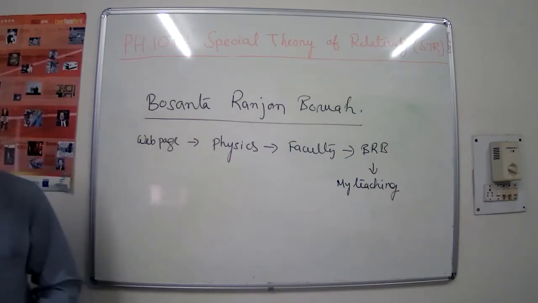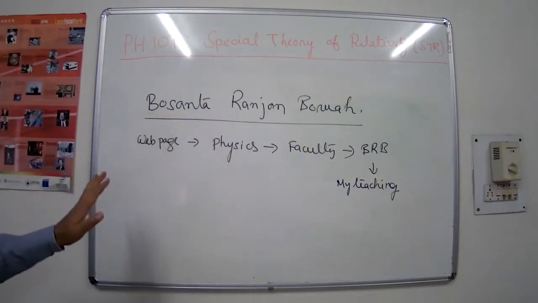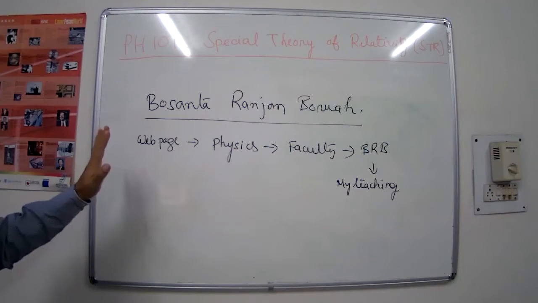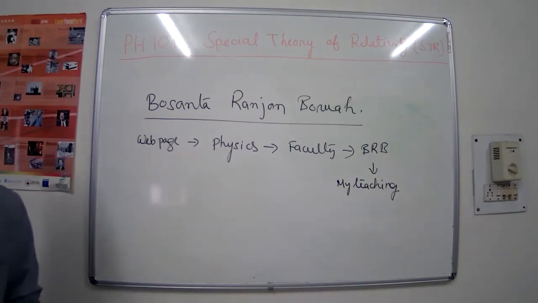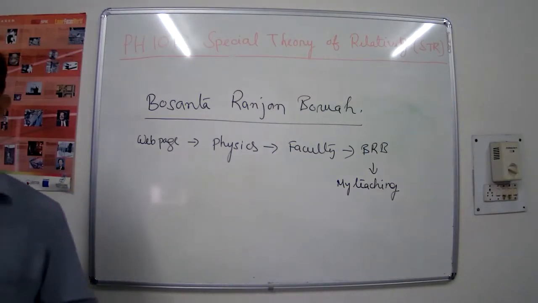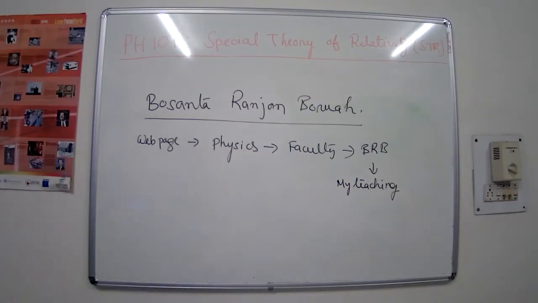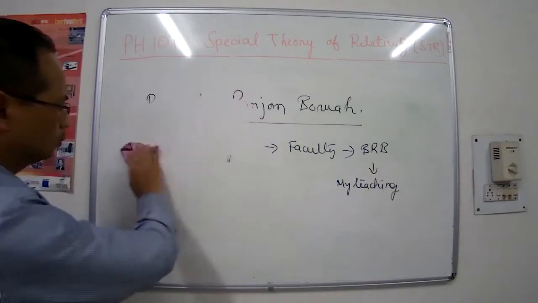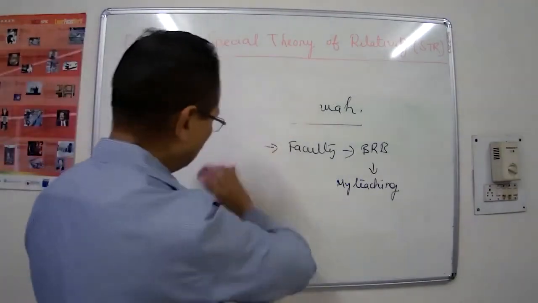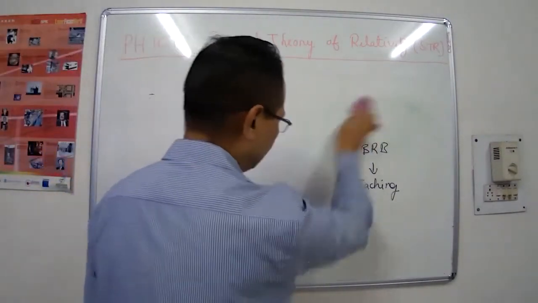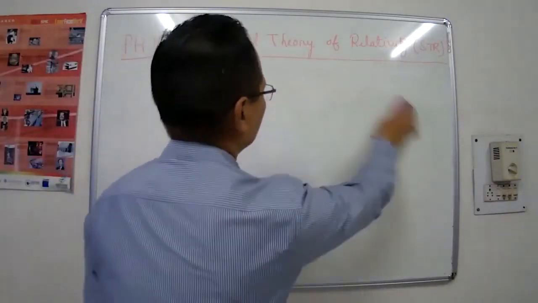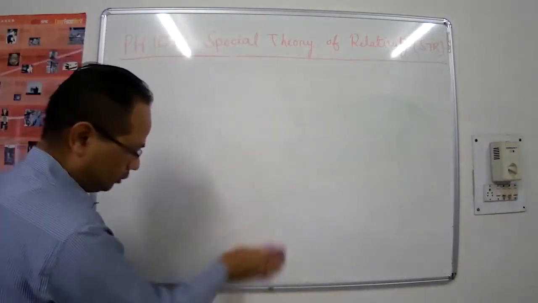So coming back to the topic, the special theory of relativity, in short STR. First of all, why is STR needed? Since you have already done Newtonian mechanics, and probably in your class 2 you solved lots of problems using Newtonian mechanics, why do you need another theory?